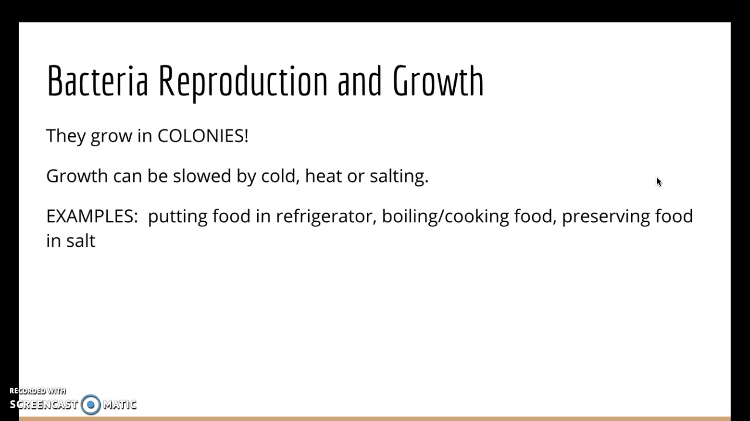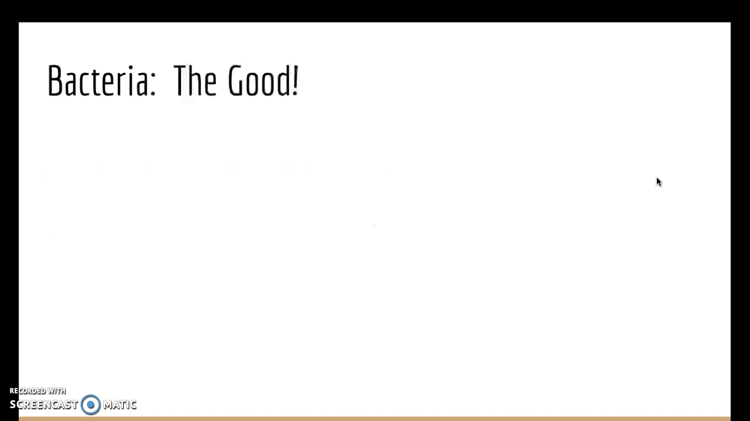To get bacteria off your food, you're obviously going to boil or cook it. And then we talked about ways to preserve food in salt. That's going to keep bacteria from growing. So it's really important to know, especially in, let's say, colonial times, they used to preserve all their food in salt to keep bacteria from growing on it.